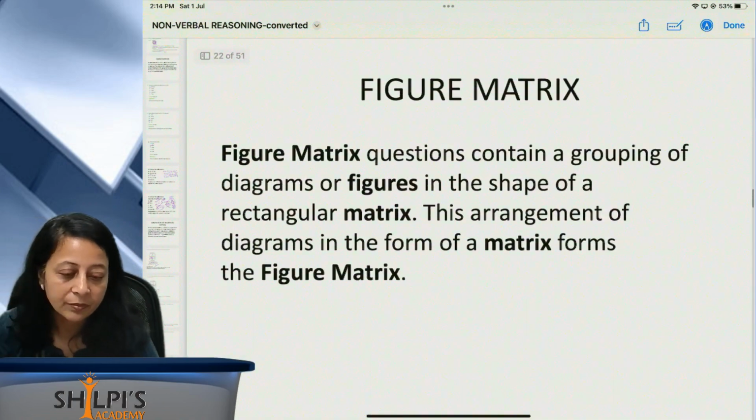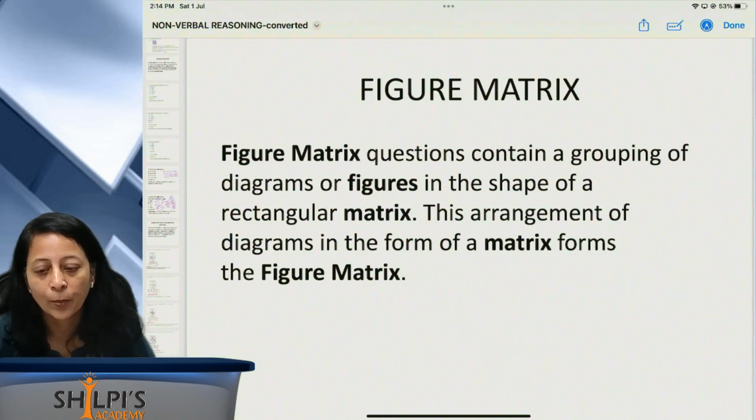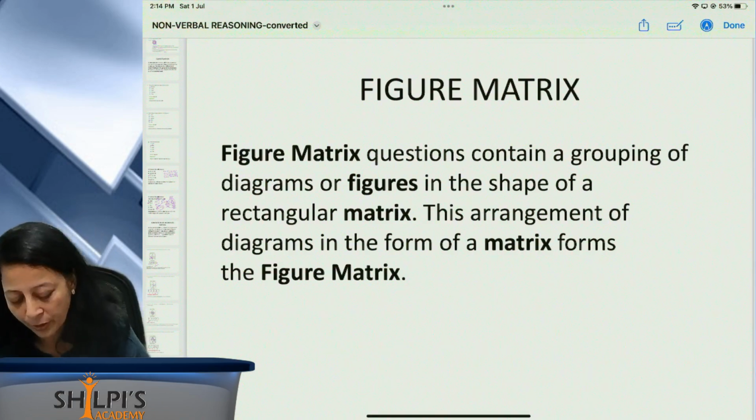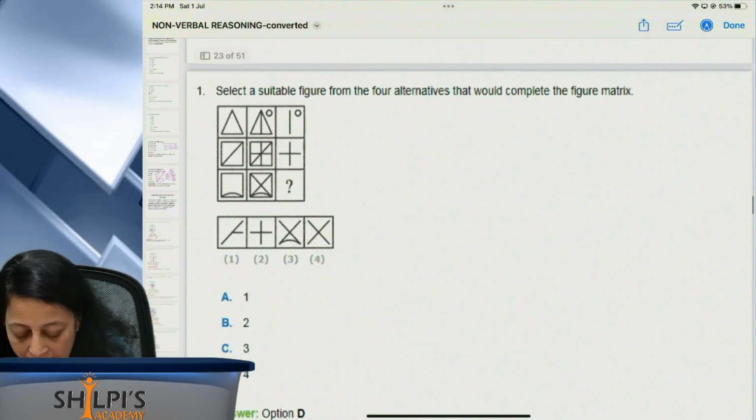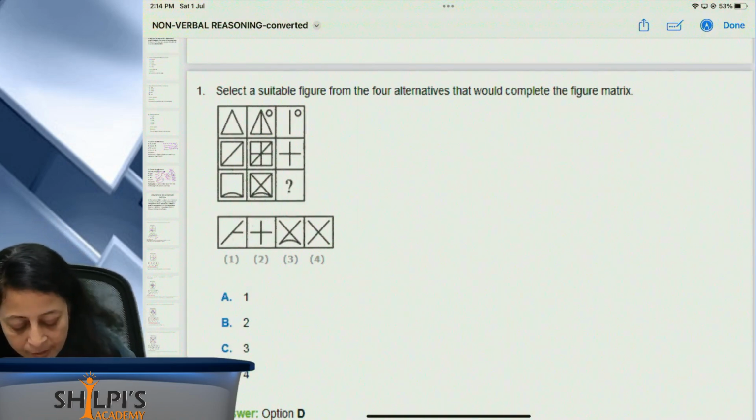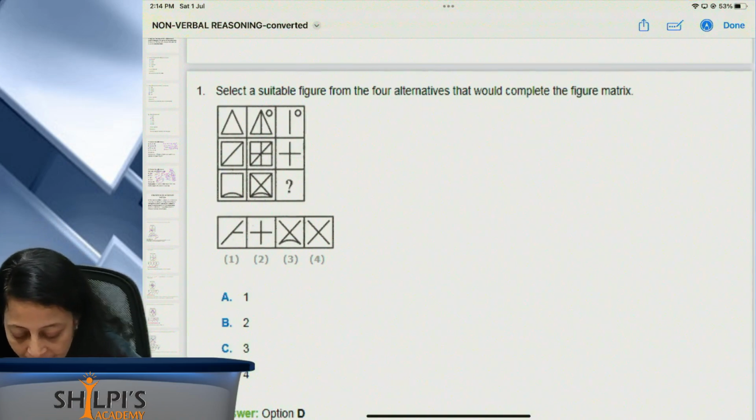Okay. Next is your figure matrix. Figure matrix questions contain a grouping of diagrams or figures in the shape of a rectangular matrix. This arrangement of diagrams in the form of a matrix forms the figure matrix. Select a suitable figure from the 4 alternatives that would complete the figure matrix.